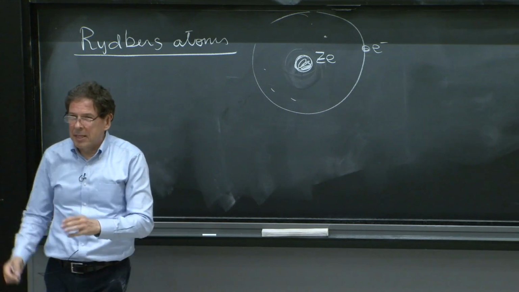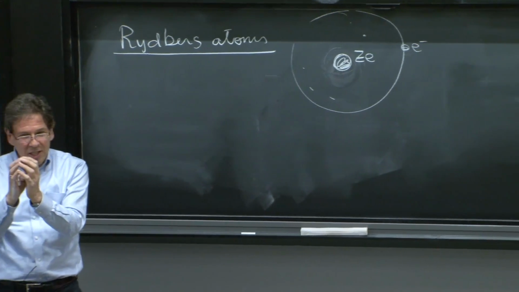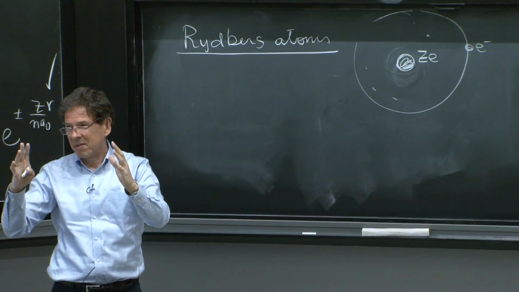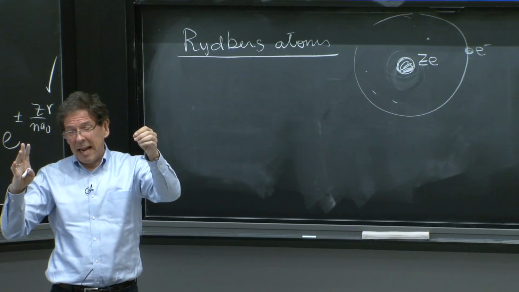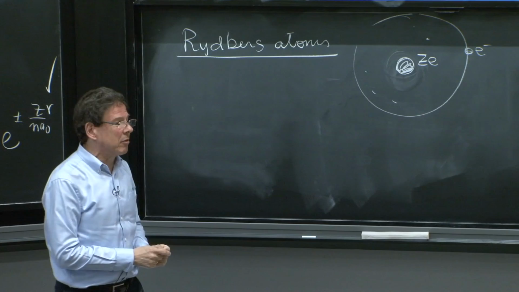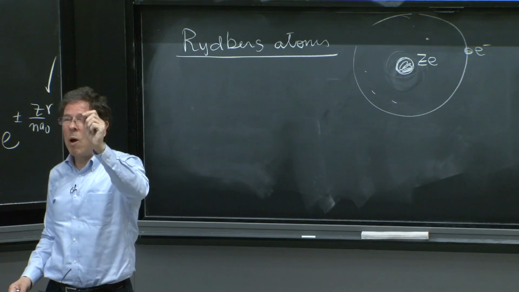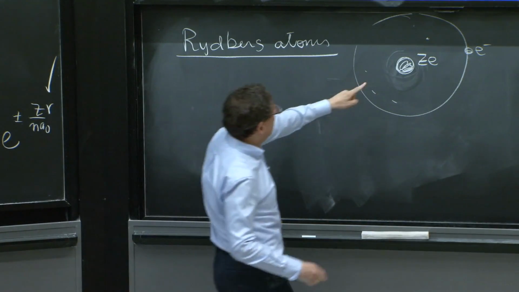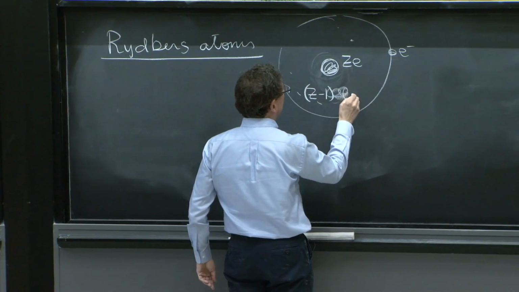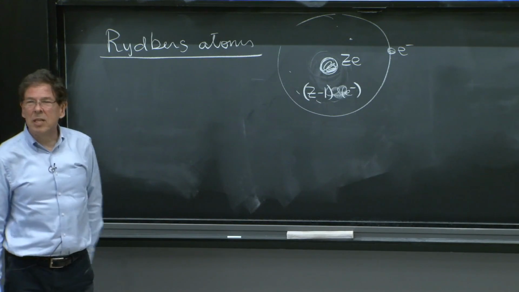This electron sees a nucleus with charge Z, but it also sees Z minus 1 electrons, all the other electrons. The last electron is outside the nucleus and the cloud of the other electrons. So the last electron sees a charge plus 1. Z from here and Z minus 1 of the electrons. So the last electron sees charge 1.